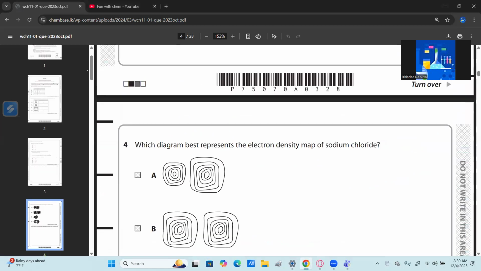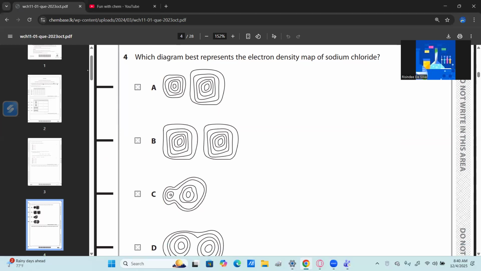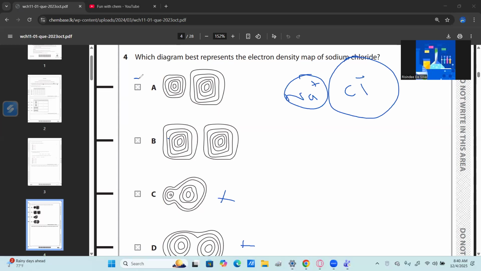Which diagram best represents the electron density map of sodium chloride? If you take sodium chloride, it is 100% ionic. Therefore, C and D are for covalent bonding. And if you take B, with Na+ and Cl-, remember that positive ions are smaller than negative ones. Therefore, A is the correct structure because in B both have the same size. So B is wrong, and the correct answer is A. If you have a positive ion and a negative ion, the positive one will have a smaller ionic radius than the negative.